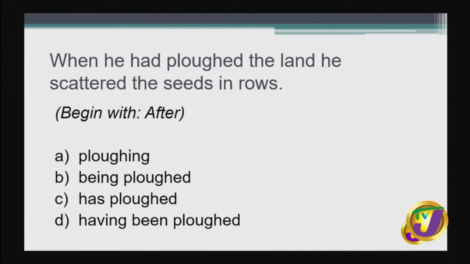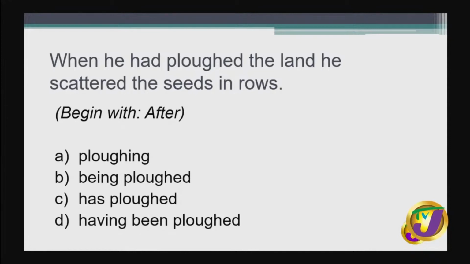What are you going to say? After what? After plowing? After being plowed? After he has plowed? After having been plowed? I'm sure you can see that two of those definitely cannot work. I hope you know which two. And then you have to decide with the two that remain. So now let's investigate. Which one should you use in the new sentence?